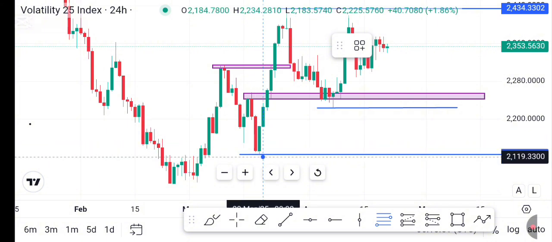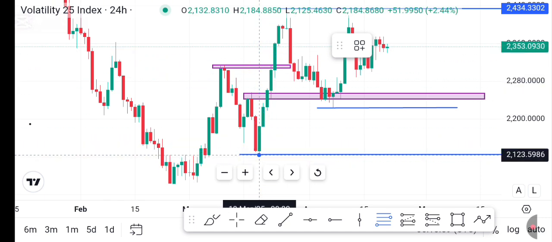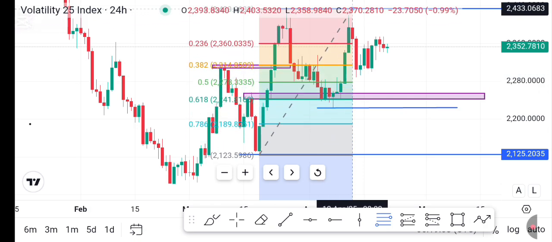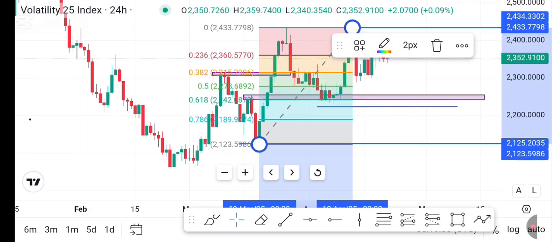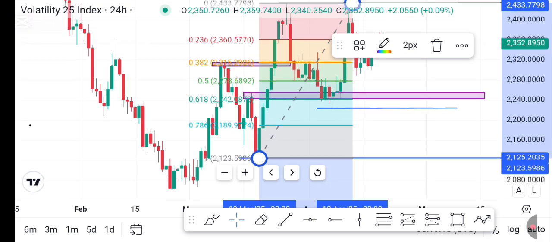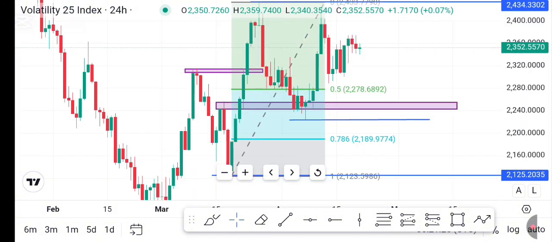How do we measure? How do we use it? We take this area here, where the market started from and where it ended, and that is where we use our Fibonacci retracement like that. Then we see exactly where the market will come. Let me adjust this Fibonacci. I've finished making this adjustment.